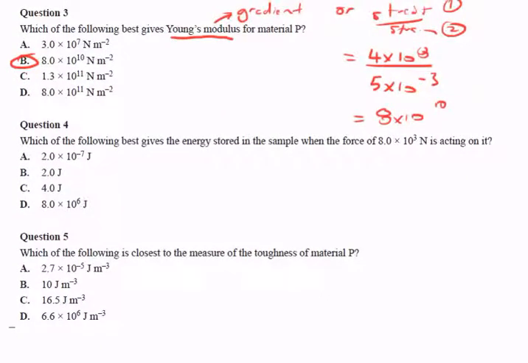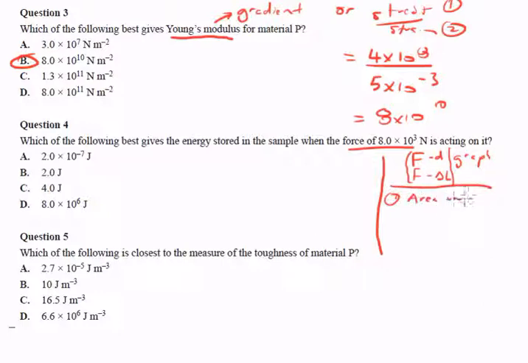Which of the following gives the energy stored in the sample when a force of 8 by 10 to the 3 is acting on it? Okay, because this is where it gets different than what we've been doing in the past. This is a note I want you to have on your cheat sheet. For a force distance graph, or force extension graph, same thing, force against change in length, there's two things. One is the area under it. It equals the energy in joules.